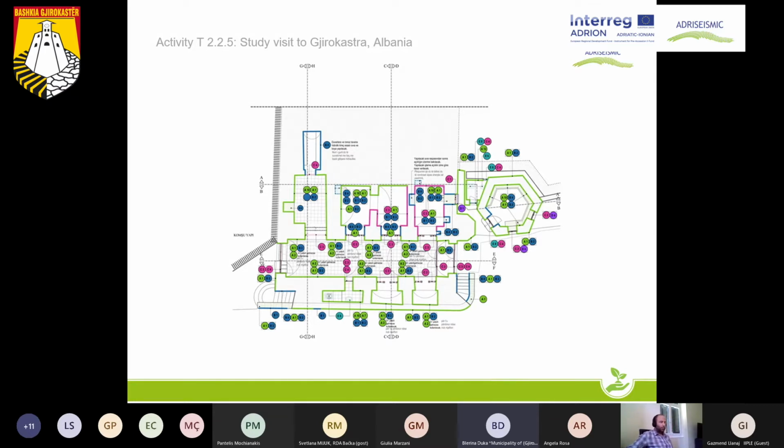So these are all the interventions according to the colors that we just explained, and we are of course always referring to the restoration interventions. So on to the next slide, please.